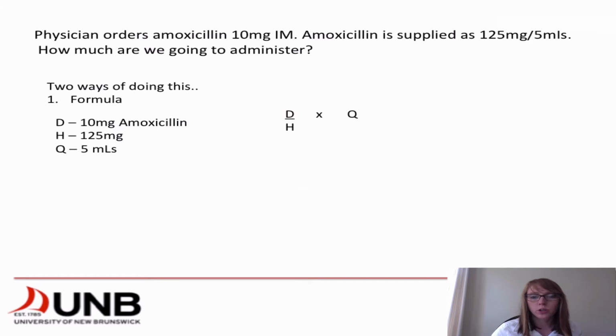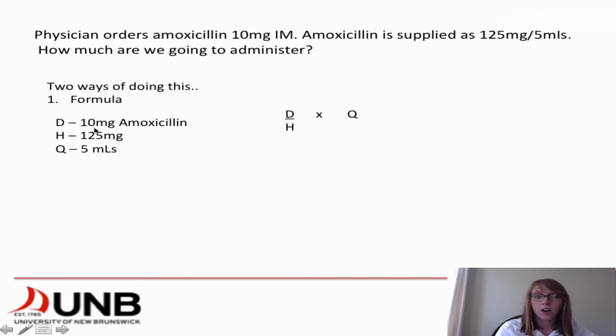Let's go right to a question. So the physician orders amoxicillin 10 milligrams IM. Amoxicillin is supplied as 125 milligrams in every 5 mL. How much are we going to administer? So we have 2 ways of doing this. Again, I'm going to start out showing you the formula. So I've broken it down.